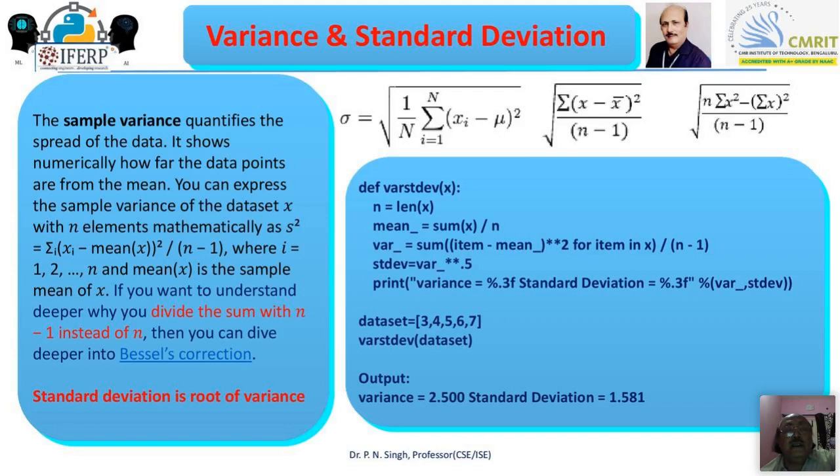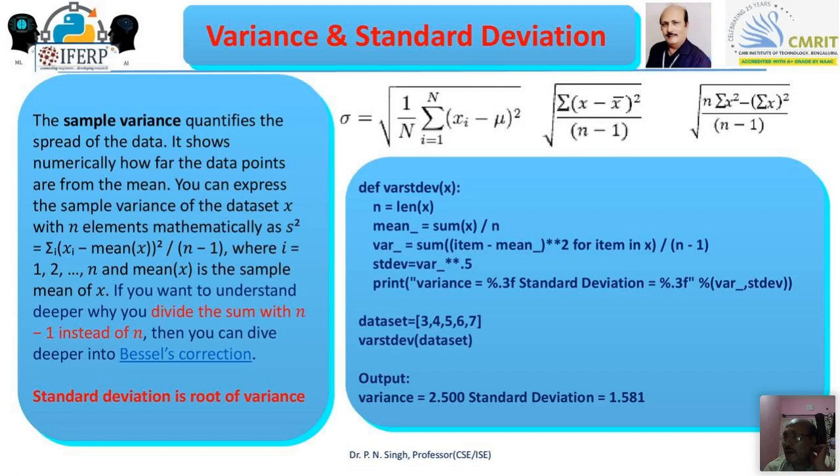You can understand here that this is the exponentiation operator, and if it is 0.5, anything raised to the power 0.5 is the square root. And finally, it is displaying the standard deviation of 3, 4, 5, 6, 7.